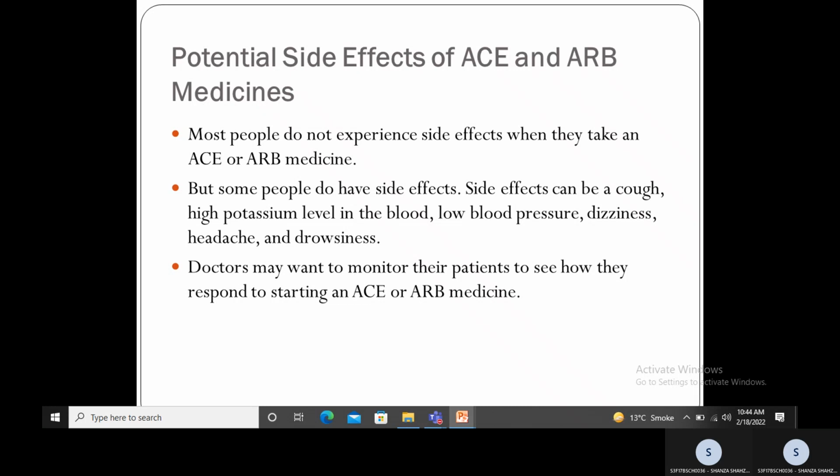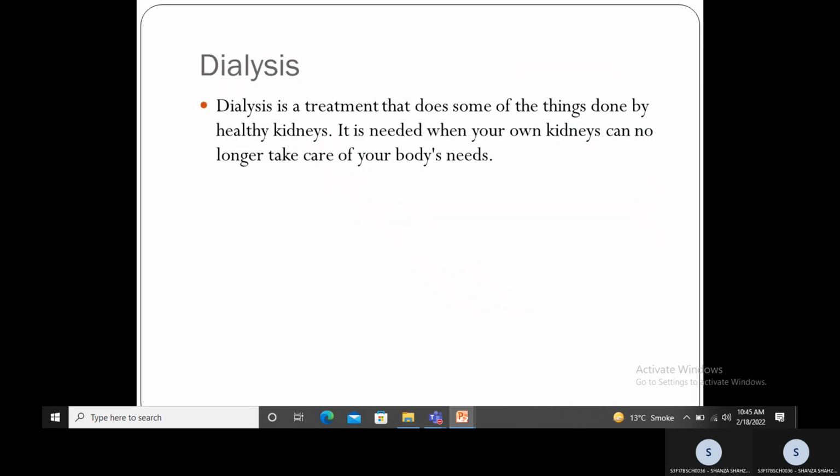Potential side effects of ACE and ARB medicines. Most people do not experience side effects when they take ACE and ARB medicines, but some people do have side effects. Side effects can be a cough, high potassium level in the blood, low blood pressure, dizziness, headache, and drowsiness. Doctors may want to monitor their patients to see how they respond to starting ACE and ARB medicines.